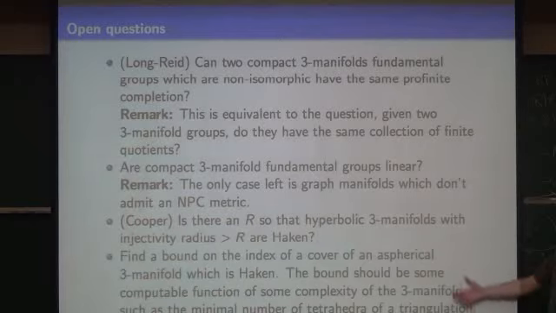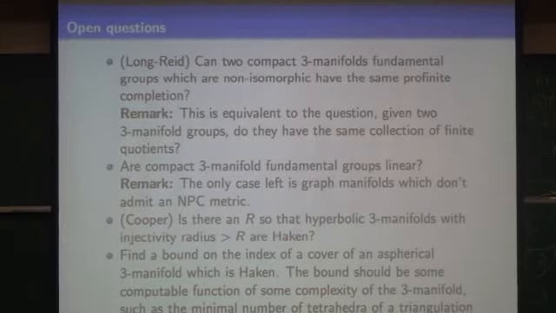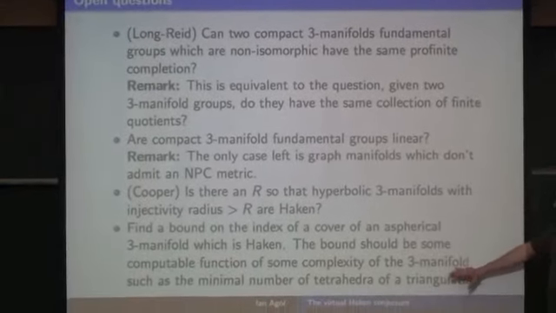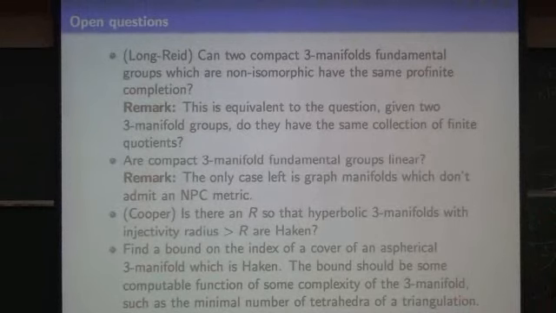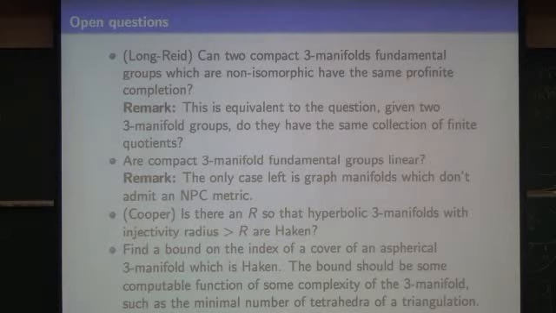Another interesting question is to find a bound on the index of a cover of an aspherical 3-manifold which is Haken. Of course this is mainly interesting in the hyperbolic case. But the bound should be some computable function of some complexity of the 3-manifold, such as the minimal number of tetrahedra of a triangulation or some other complexity. Then there should be some computable function that tells you how high an index cover you need to get something that's Haken. But the proof is so complex. I mean, Wise's arguments especially are hundreds of pages, and it's really hard to extract explicit estimates out of all that.